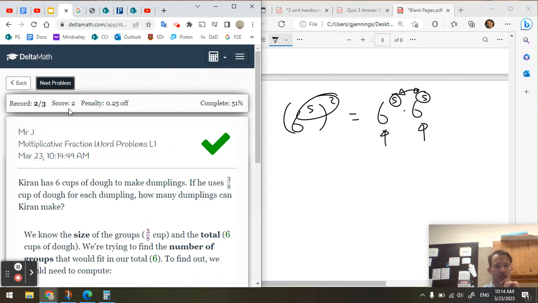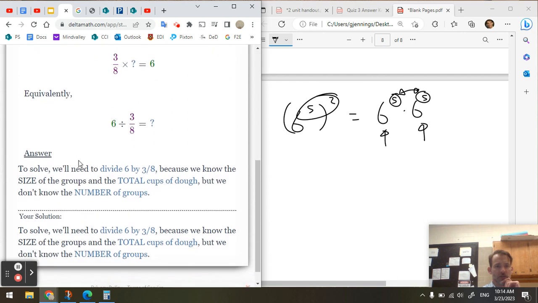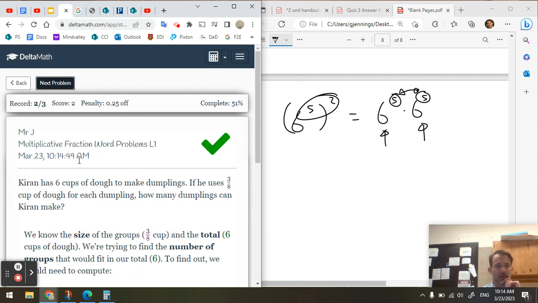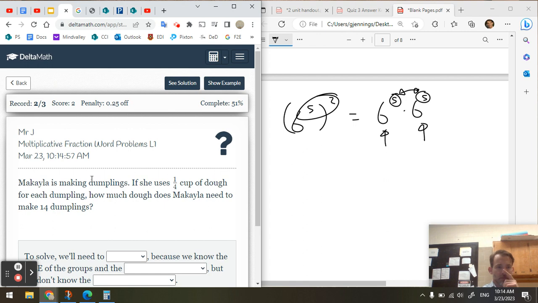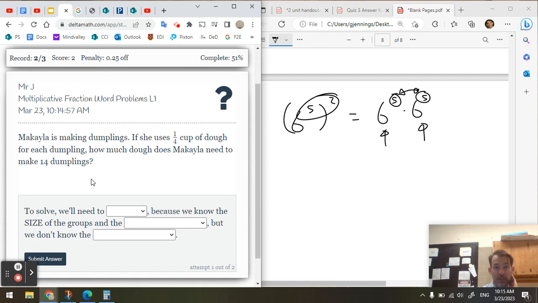One more. Oh, and then it talks us through it. Cool. All right, next problem. Michaela is making dumplings. So there's a lot of dumpling making here. She uses a 1/4 cup of dough for each dumpling. How much dough does she need to make 14 dumplings? Well, she would need 1/4 14 times, or 14 quarters. That would reduce to 7/2 of a cup, or 3.5 cups.